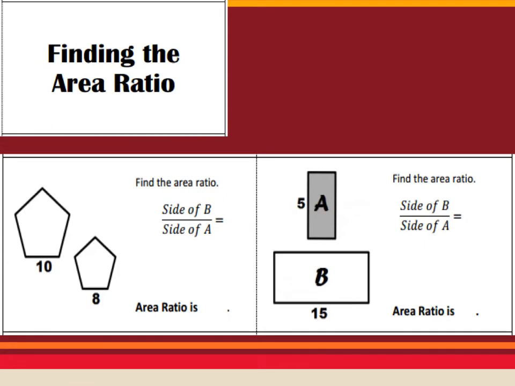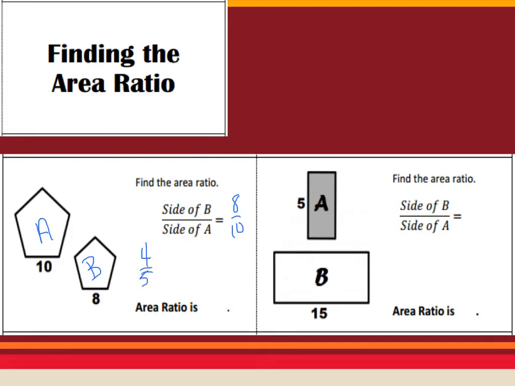Under the tab that says Finding the Area Ratio, we're going to look at our two pentagons. We have a larger pentagon that we're going to label A, and the smaller pentagon we're going to label B, so we're having a figure that shrinks. The ratio of side B to side A, our scale factor, is 8/10, which is equal to 4/5.